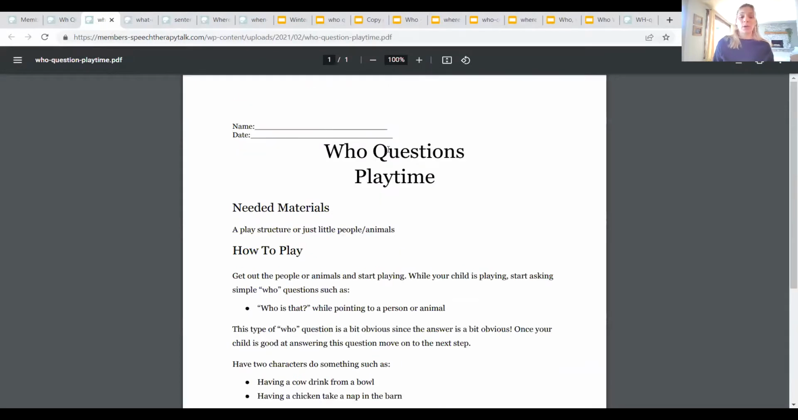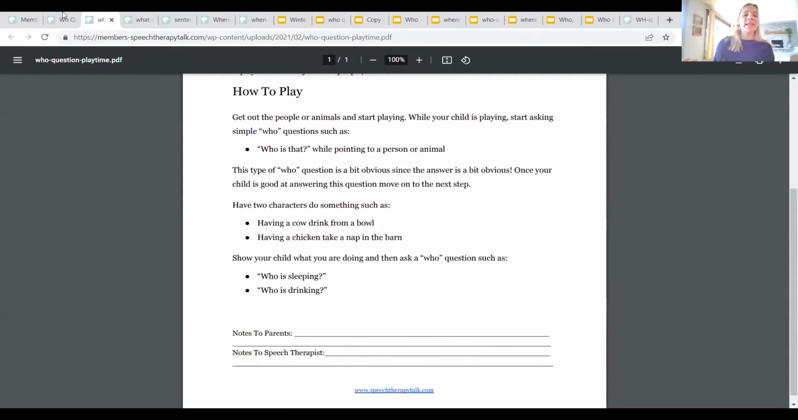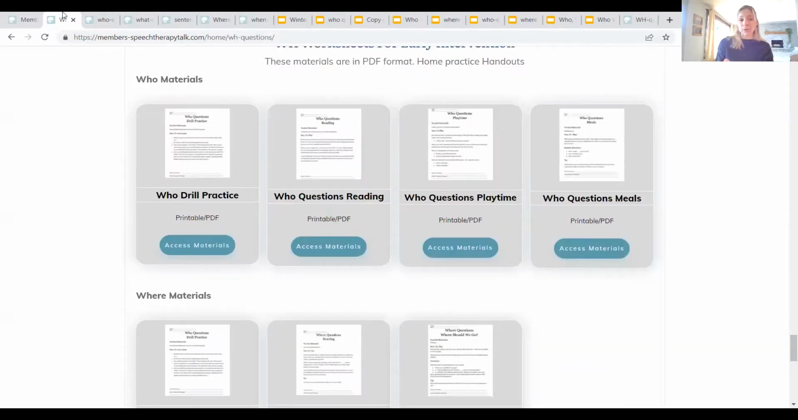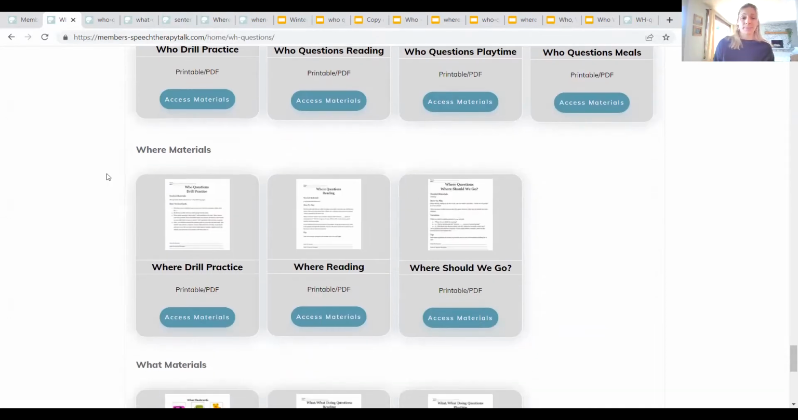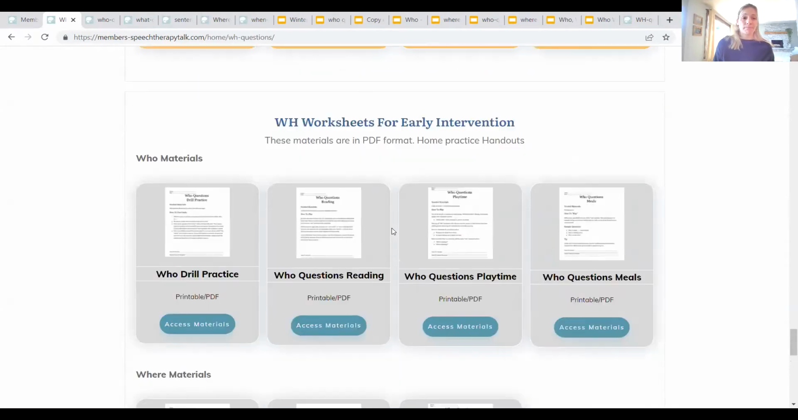Like this one is who questions playtime. You might want to get out some animals while you're playing. You can say, who's that? Or who's in the barn? Or things like that. So it just gives some concrete examples for how parents can work on WH questions in more natural functional settings. And then what questions too.